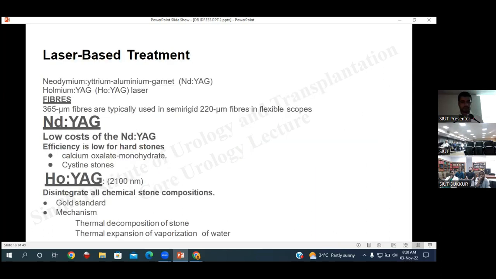Laser-based treatment is Nd:YAG and holmium YAG. 365 micrometer fibers can be used in semi-rigid, and 220 micrometer fibers are used in flexible scopes. Nd:YAG lasers are low cost, and efficacy is low for hard stones, calcium oxalate monohydrate, and cystine stones. Holmium YAG is the gold standard and disintegrates all chemical stone compositions, and the mechanism is thermal decomposition of the stone and thermal expansion from vaporization of water.